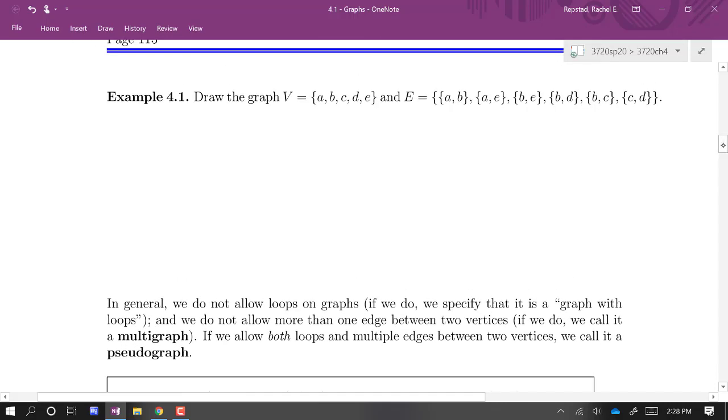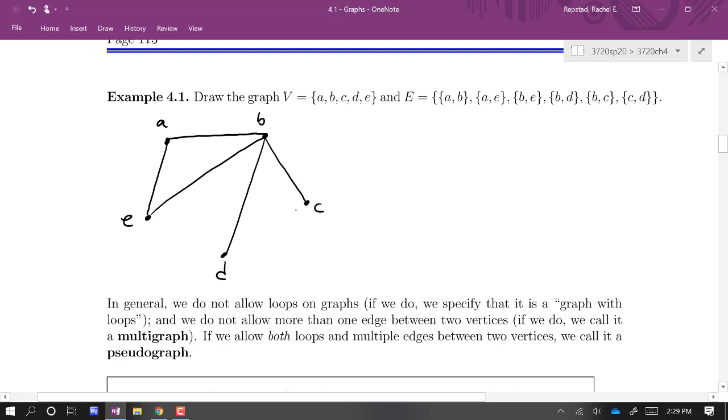In this example 4.1, they've given us a set of vertices. So we have 5 vertices, and they've listed out the edges, and we're just going to draw that graph. When I start out a graph like this, I like to space them out evenly, give myself plenty of room to draw any needed edges. So here's A, B, C, D, and E. We've got the edge AB, the edge AE, BE, BD, BC, and CD. And those are all the edges. So here's that graph.